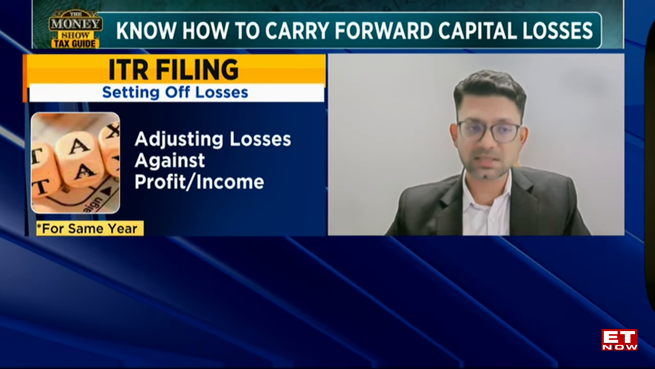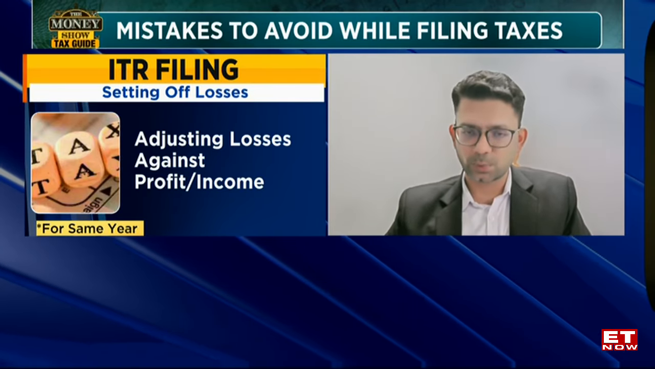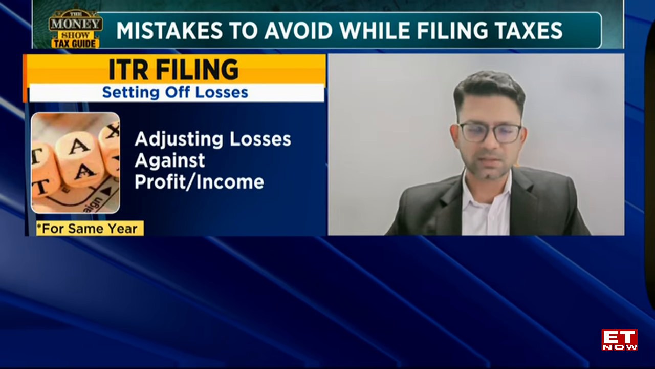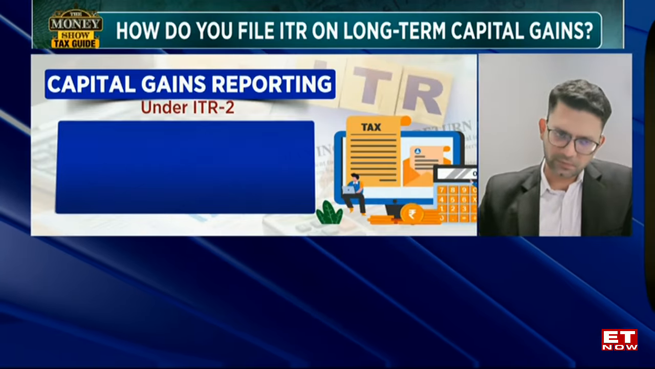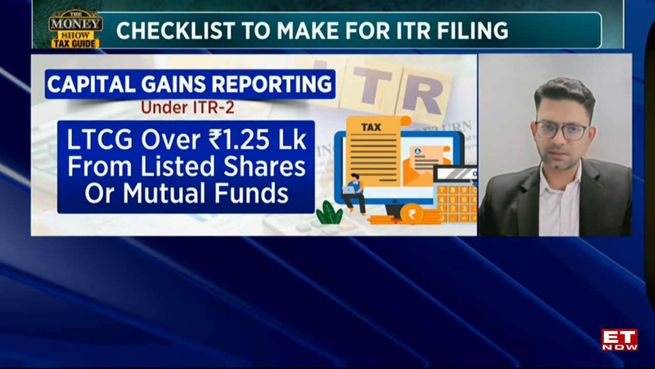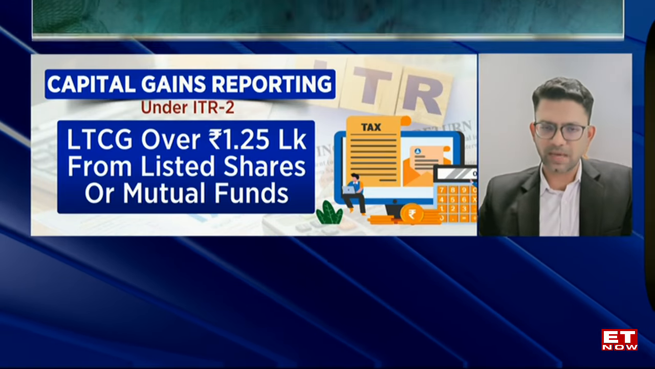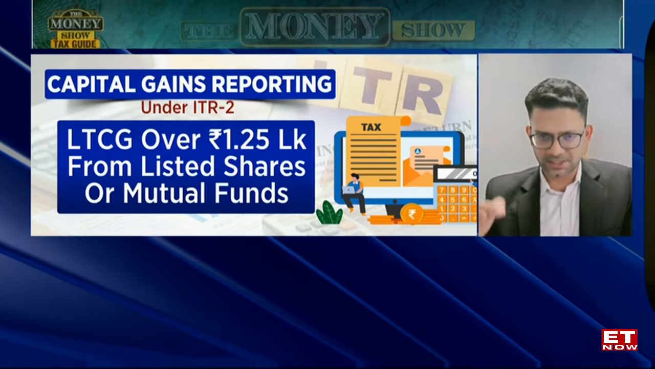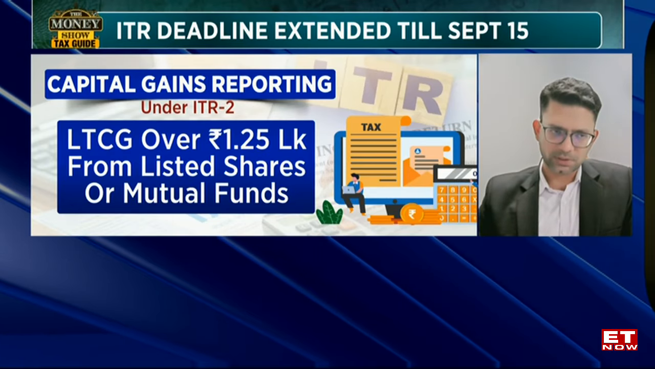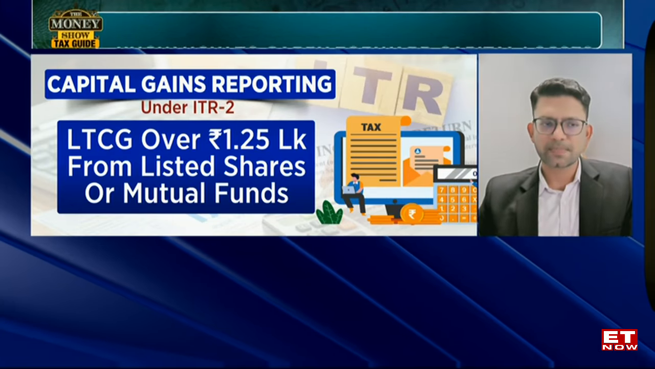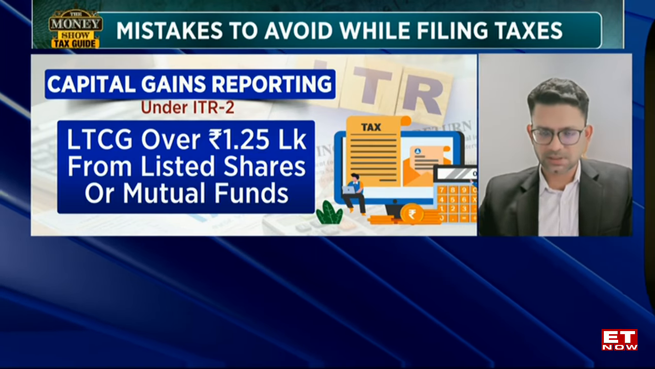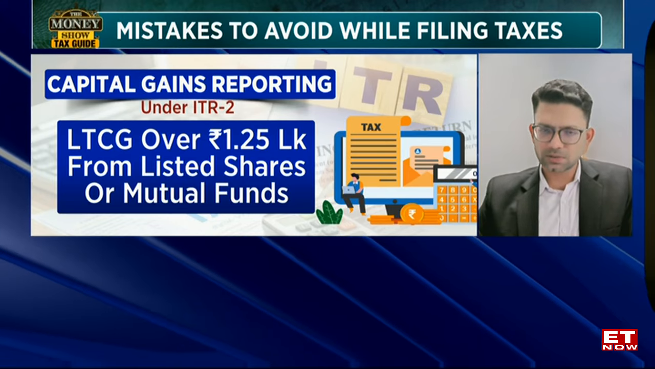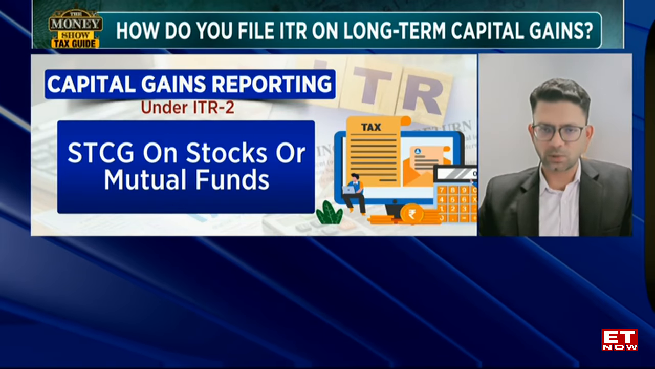But if your gains are in excess of that 1.25 lakh limit, then you are mandatorily required to go into ITR 2 and report that under income from capital gain sources. We call it the CG schedule. There you have to report it. Similarly, if you have sold gold or properties, all those reportings have to be done in ITR 2.